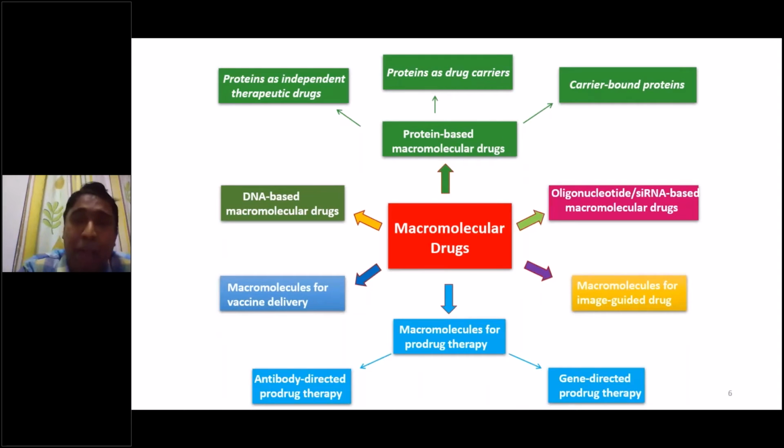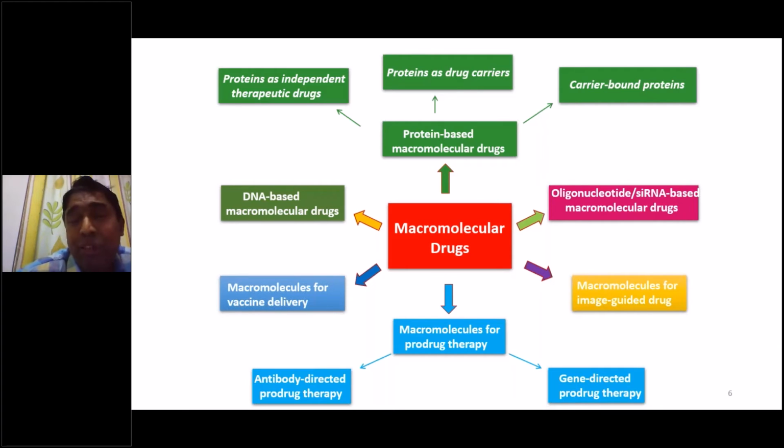So now let's have a look at what types of macromolecular drugs are present or could be developed. The green one showing protein-based macromolecular drugs. And that can be further categorized into three groups. One is protein as independent therapeutic drugs. In the market now, there are so many therapeutic proteins, including insulin, many monoclonal antibodies, many enzymes. So they are independent therapeutic drugs.